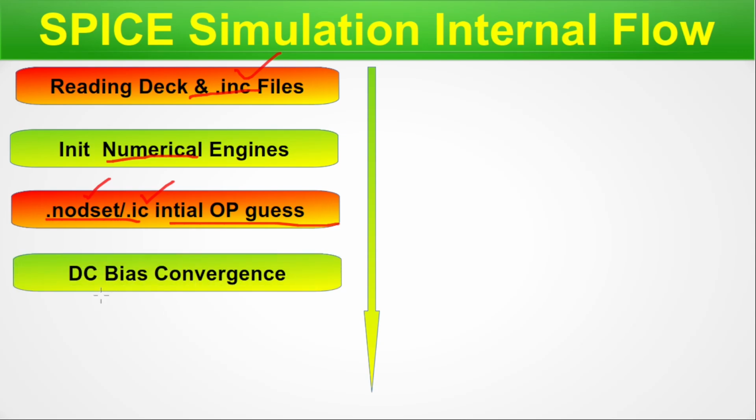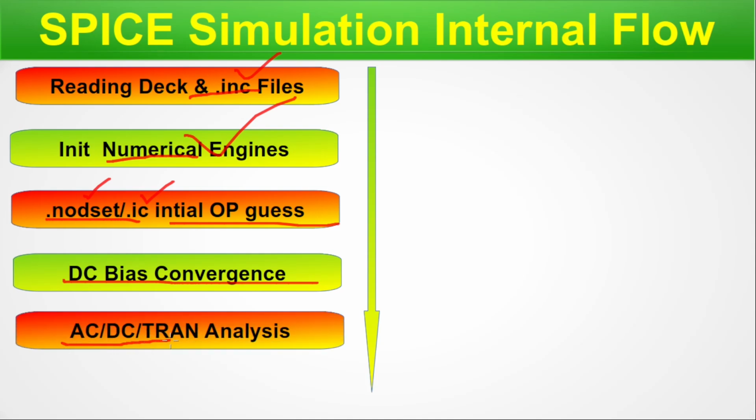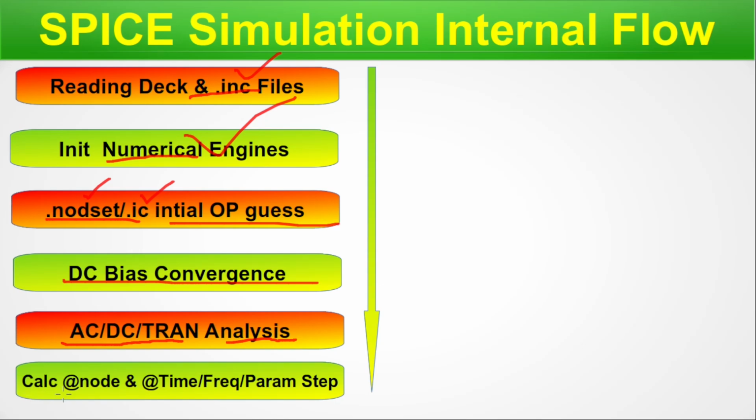The next one is the DC bias convergence that happens inside a simulator, and this convergence is based on the numerical engines which are picked by the simulator or may be specified by the end user. The next one is the AC, DC or transient analysis, which happens inside the SPICE simulator. These are the basic three types of SPICE analysis that are used on a particular circuit under test, the circuit that you design in the SPICE deck. Next one is the calculation of @node and @time, frequency and param steps. So all these things are there.